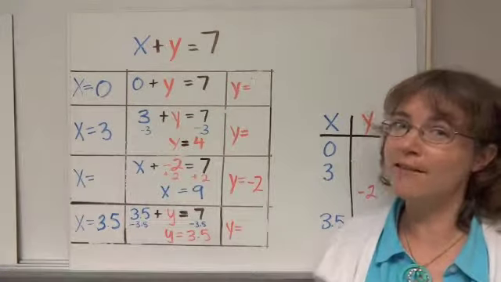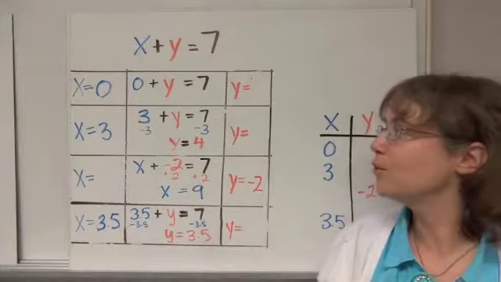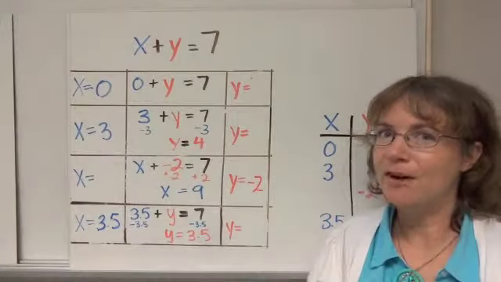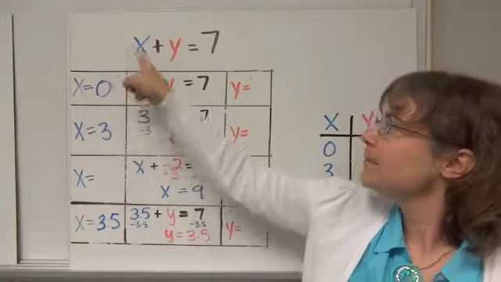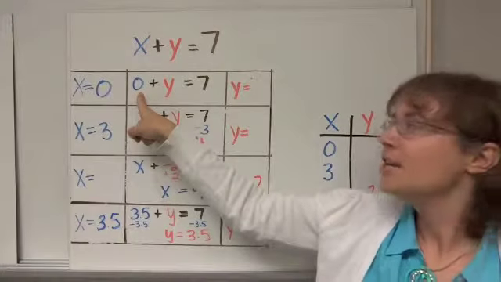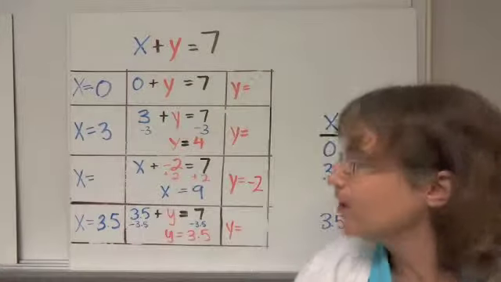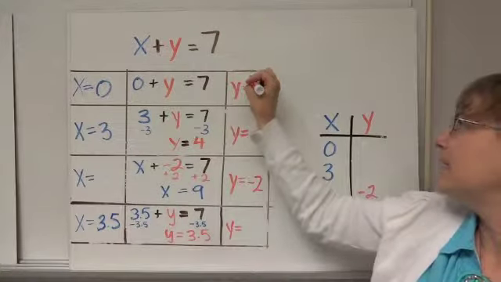We can also choose a y value and come up with the x value that matches in order to make that equation true. So if we look at x equals 0, I like to choose 0 because it often makes things easier to calculate. If we look at x equals 0, we're going to substitute a 0 in for the x. So 0 plus y equals 7, and we can solve for y right there. So if 0 plus y equals 7, y must be a 7.